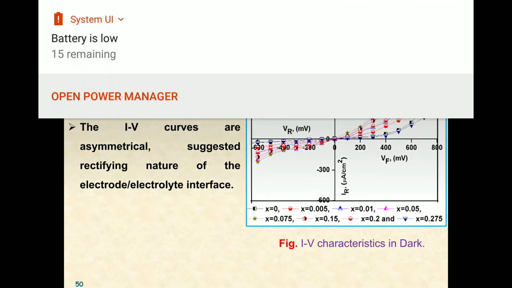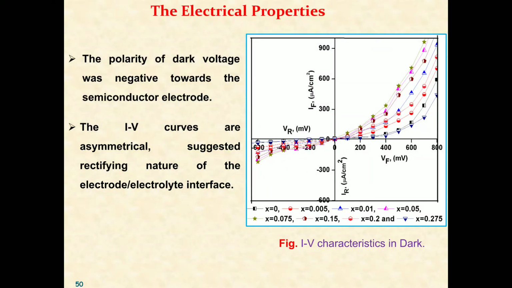In the electrical properties, the IV characteristics in dark at 303 Kelvin were studied. The polarity of dark voltage was negative towards the semiconductor electrode. The IV curves are asymmetrical, suggesting a rectifying nature of the electrode-electrolyte interface.